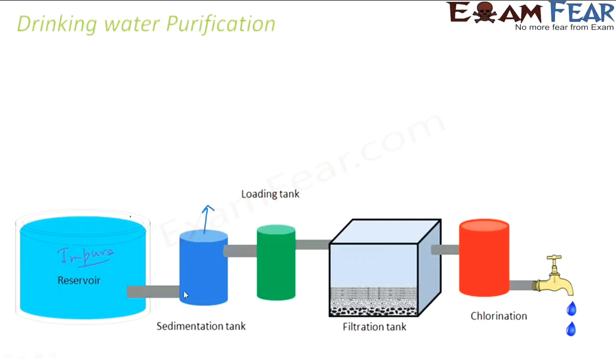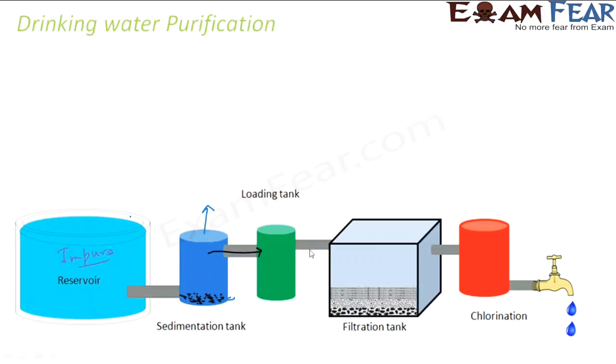So here what happens is solid particles get settled down, right? The solid particles get settled down here, and that's why it's called a sedimentation tank, because the sedimentation process is taking place here. Now this is relatively pure water. It goes from this tank to a tank called the loading tank, right? So here we don't have sedimented impurities. So I have relatively pure water, but it will still have impurities in it, which are fine impurities.